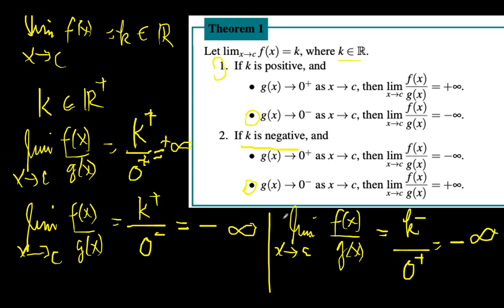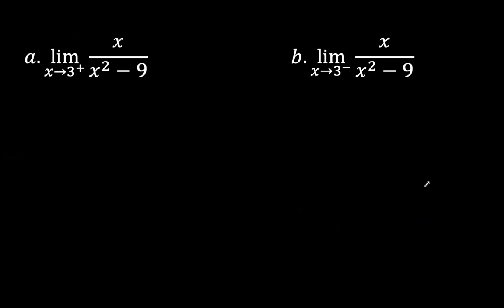And on the second part, I'm going to use the same notation. If k is negative, while the limit of g of x is 0, approaching 0 again, and all of the values before approaching 0 are negative, so this would be positive infinity, since negative divided by negative is positive. So these are the parts of theorem number 1, and we will be using this to solve for the limits of the given problems.